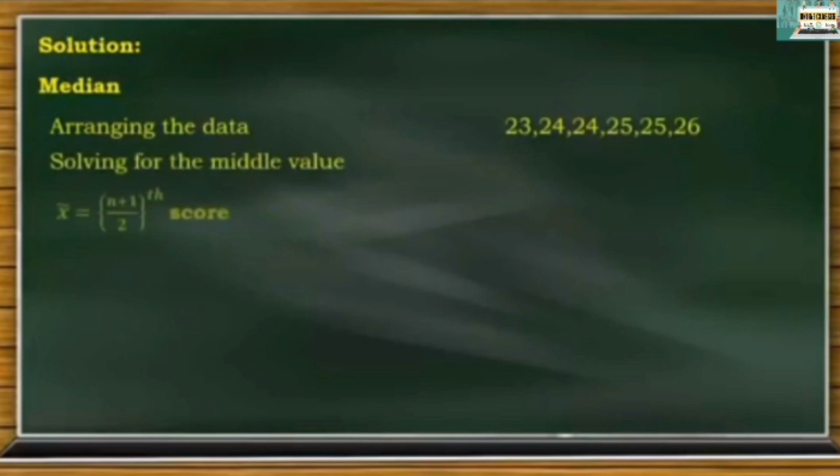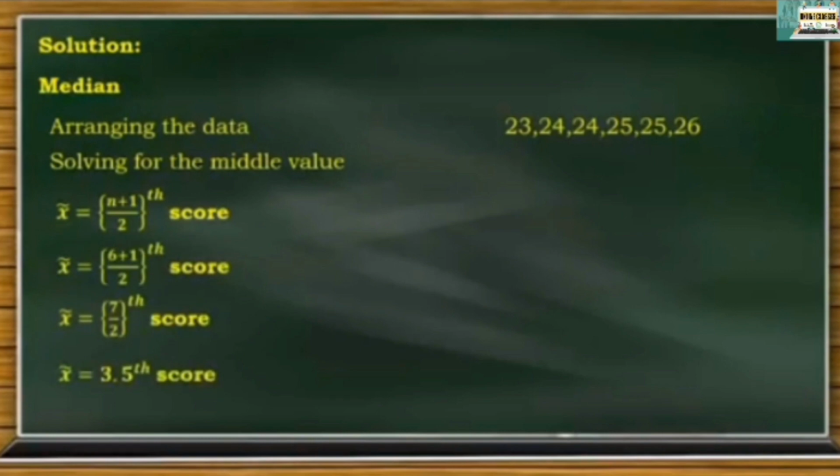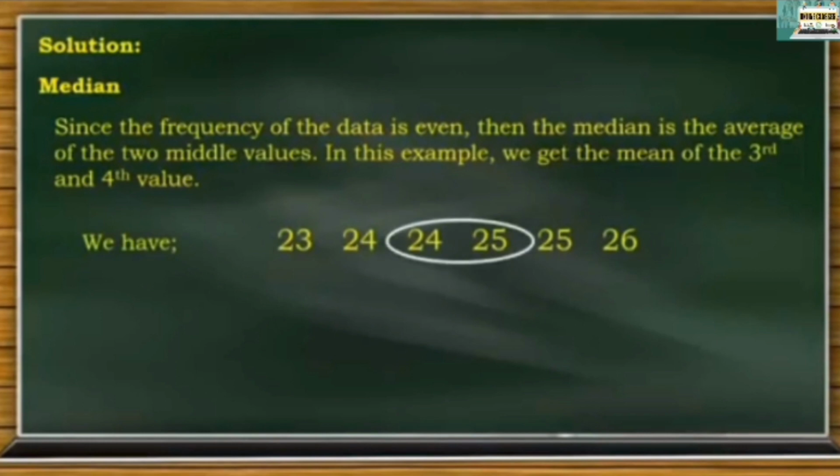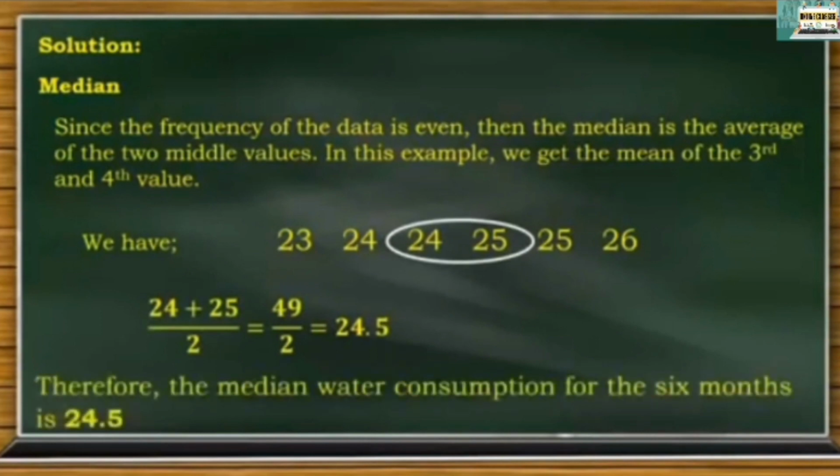Let us have now the median. Arrange the data first. Let us solve for the middle value using the formula. The 3.5 score lies between the 3rd and 4th score. Since the frequency of the data is even, the median is the average of the two middle values. In this example, we get the mean of the third and fourth value. Therefore, the median water consumption for the 6 months is 24.5.